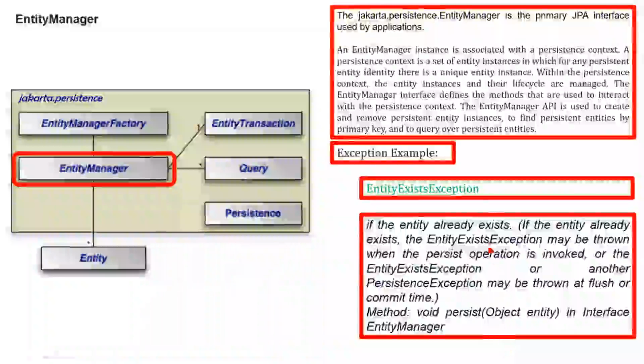As an example, we can consider EntityExistsException. If the entity already exists, the EntityExistsException may be thrown when the persist operation is invoked, or the EntityExistsException or another PersistenceException may be thrown at flush or commit time, in the method void persist(Object entity) in the interface EntityManager.